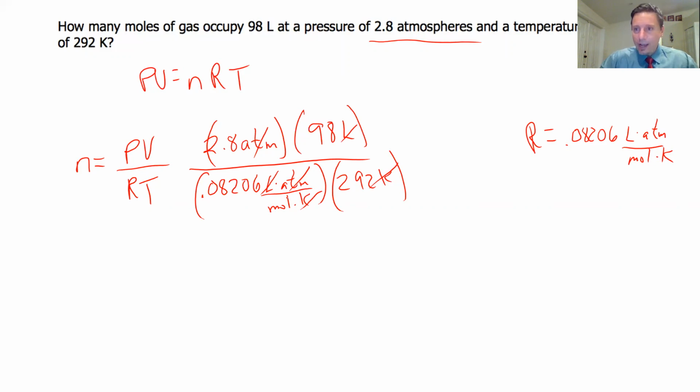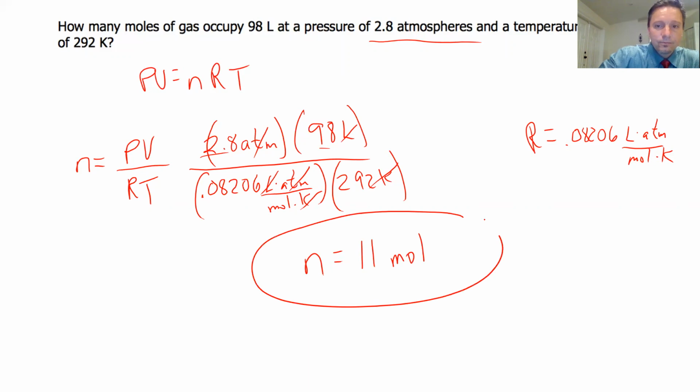So I need to round to two significant figures since I have only 2 and 2 here. So I have 11.45. So rounding equals 11 moles. So that is using my ideal gas law. Remember, the ideal gas law can be manipulated in many different ways. So that's just the beginning part.